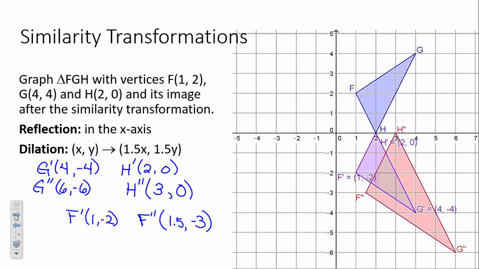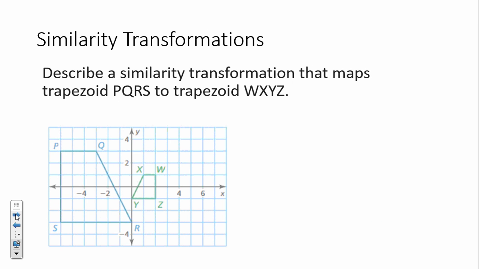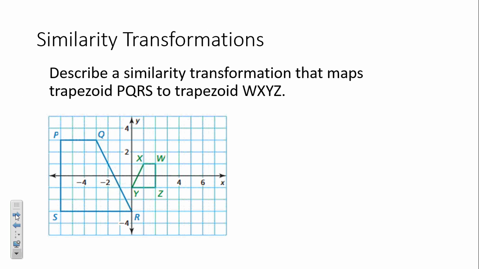Slightly larger than the previous one that we reflected. Questions on this one? Okay, feeling good about this one? All right. Next one. Now we're in the next box in your notes, and we want to know what's the similarity transformation that takes trapezoid PQRS to trapezoid WXYZ, the blue one to the green one.